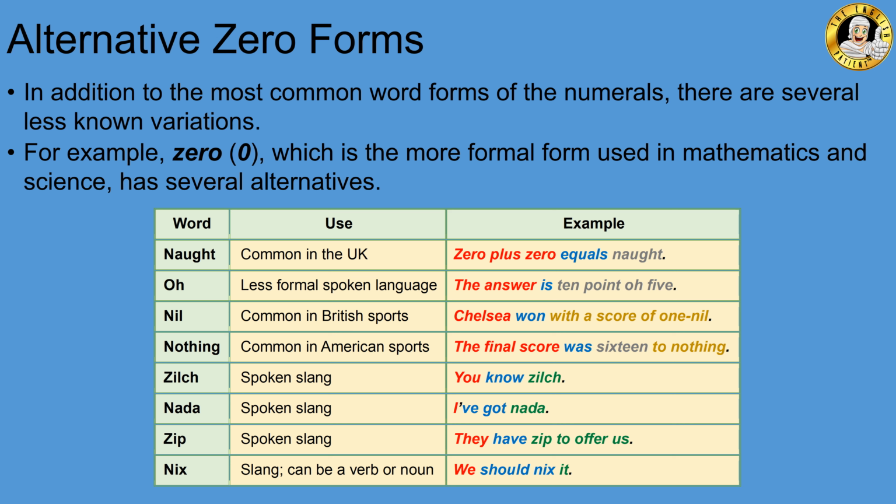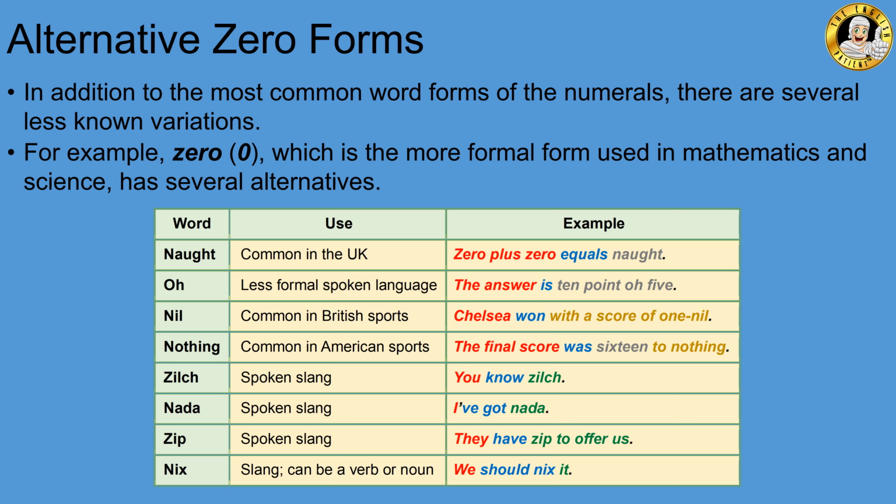10.05 instead of 10.05. Now, nil is commonly used in British sports. For example, Chelsea won with a score of 1-0. And nothing is commonly used in American sports. The final score was 16-0.